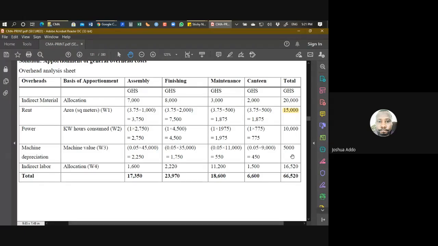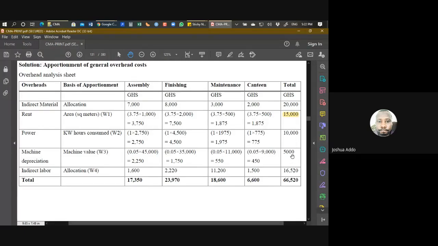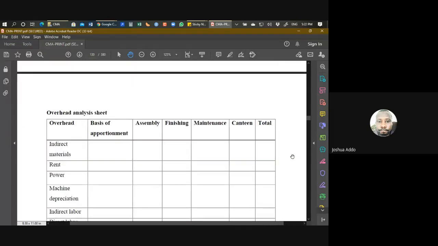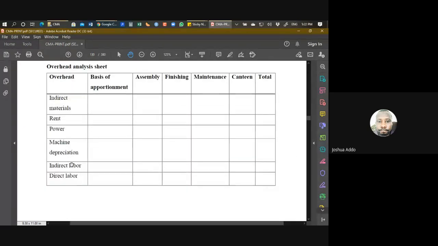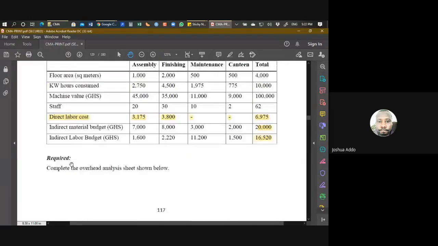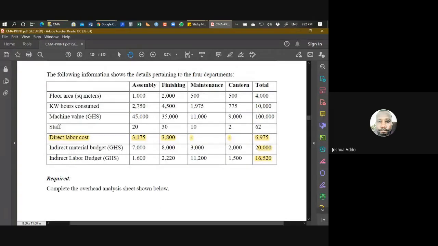Indirect labor. Let's go back here. Okay, indirect labor. Sorry, let me see. I think indirect labor is not apportioned. It's allocation. Indirect labor, we have 1,600, 2,220, and so on. So it's allocated. They have already split the cost. Indirect labor budgets in Ghana cedis, they have already split the cost.